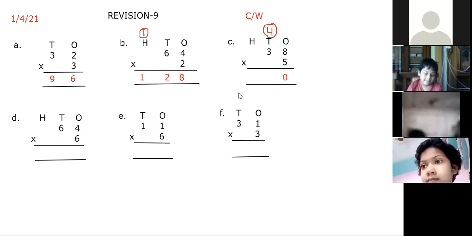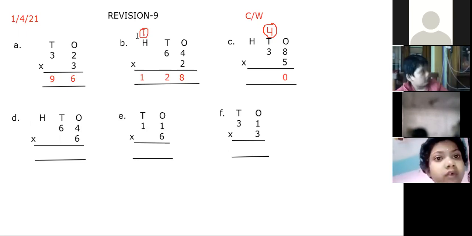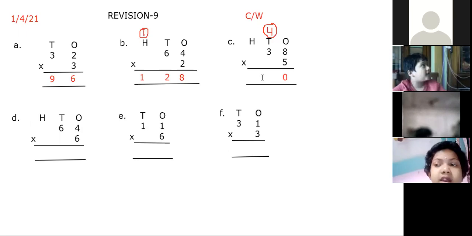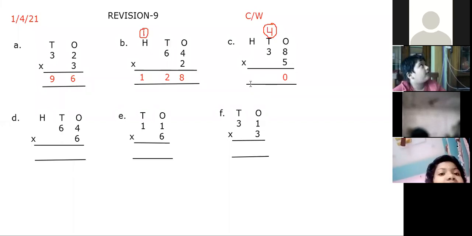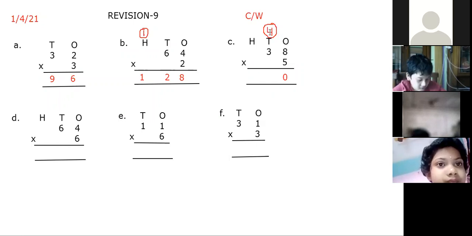Yeah, next, 5 threes are? 5 threes are 15, ma'am. 5 threes are 15 and we have this 4 here as carry over. So we will be adding this 4 with 15. So 15 plus 4?